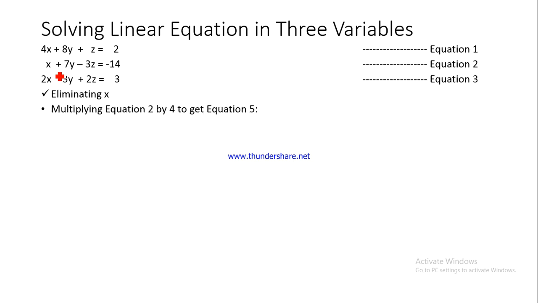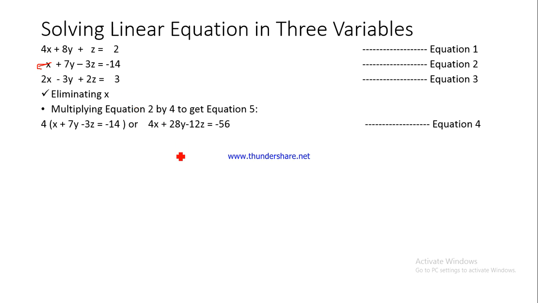Now very quickly I'll be multiplying equation 2 by 4. Why are we doing this? The reason is then it will be 4x, and this is also 4x, and if we have to eliminate x, we have to subtract this equation from this or this equation from this. So that is why we are doing this. This is fine.